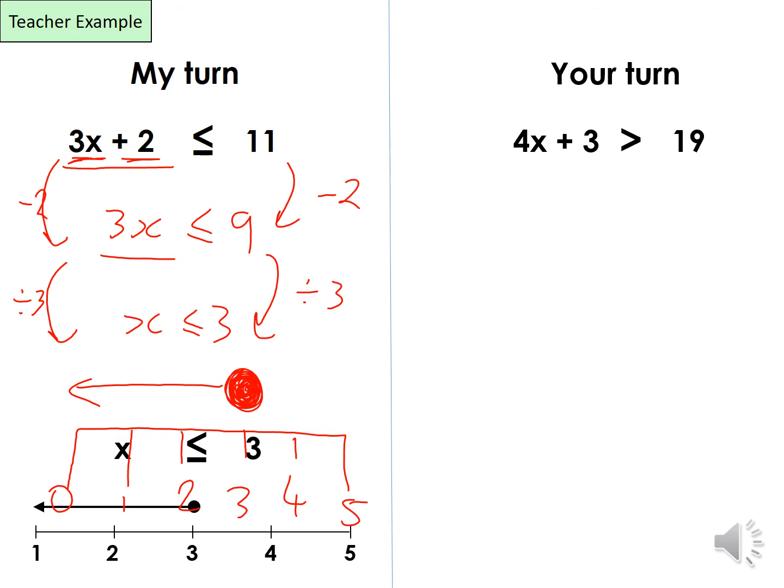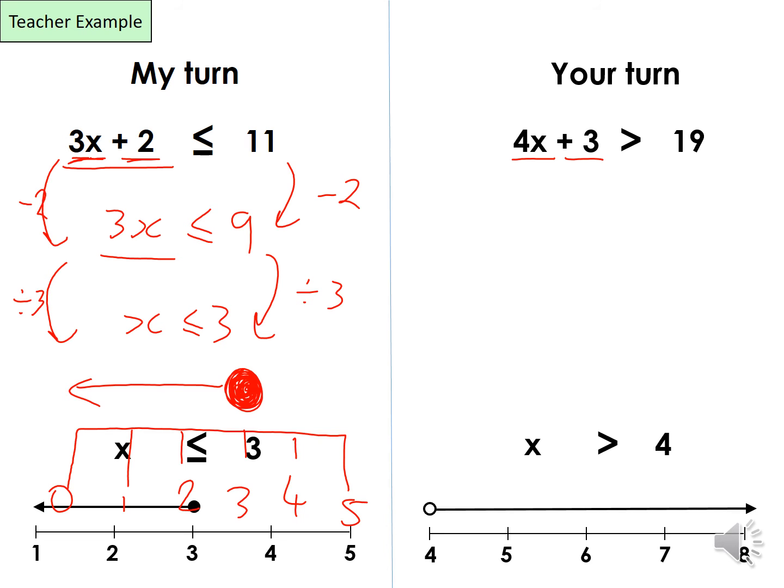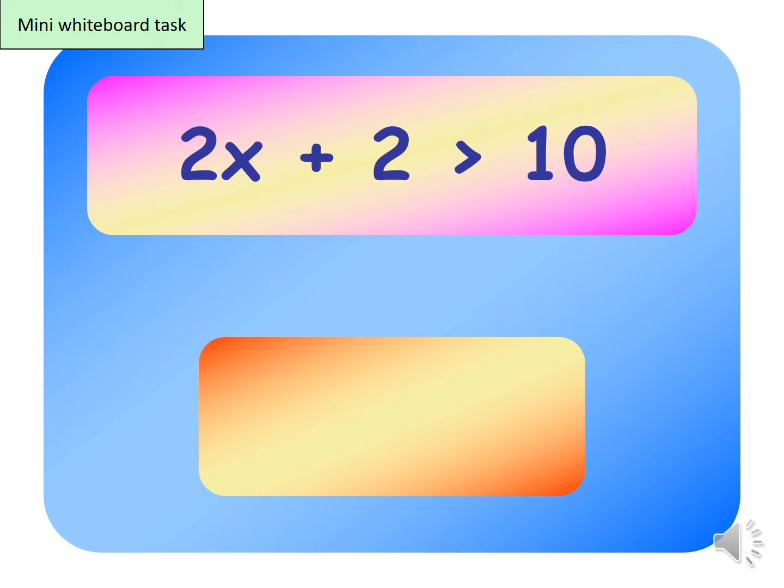Welcome back. So I think of a number, I times it by 4, and then I add 3. So the last thing I did was add 3. I'm going to subtract 3 from both sides. Now I'm going to divide it by 4, and it'll give me the inequality of x is greater than 4. On a number line, it will look like this. Please, on your mini whiteboard, can you have a go at solving this inequality? Once you're finished, come back. Welcome back. So our solution is x is greater than 4.